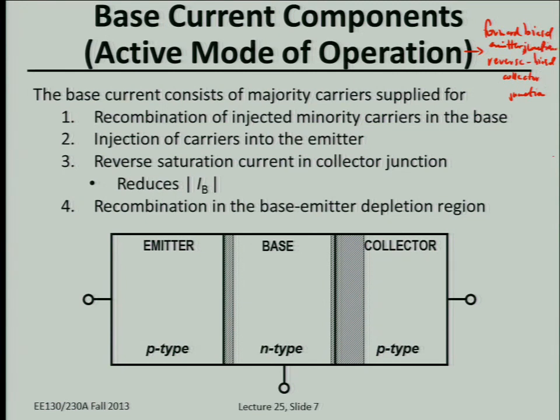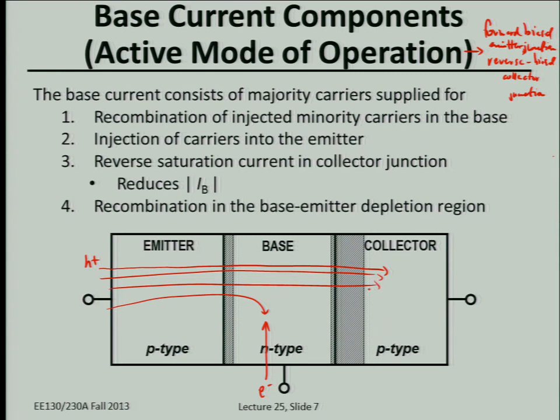Okay, so I think this is a little redundant, but if we have a forward biased emitter-base junction, then hopefully we'll inject holes. It's p-type. But some of those holes, hopefully only a few, will die due to recombination with electrons. But you'll have a lot more holes, just like illustrated on the previous slide, going across. So that's one component of base current.